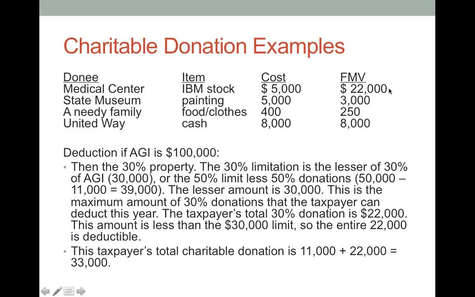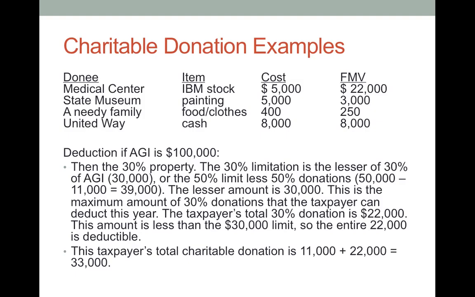The maximum deduction that we could take for the stock is $22,000. The limitation based on our AGI is $30,000. So our actual donation is less than the limitation, and we can deduct our entire fair market value for the IBM stock. Because our actual maximum deduction is less than the 30% limitation, we can deduct the full $22,000.